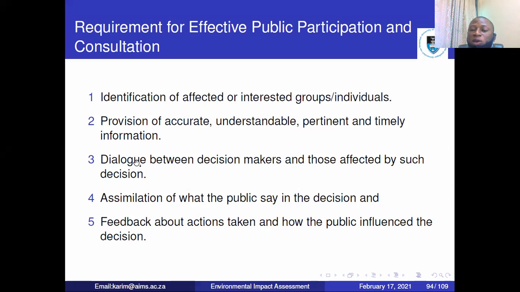So there should be those that are going to take the decision on whether your project should continue, or whether you should start your project or not. And those that are affected by the project or by the decision. There should be dialogue between all the three together. Also, because there is a 21-day public notice, people have reacted. You have to factor whatever they say into the decision. Then feedback about actions taken and how the public influenced the decision. All these things should be discussed.